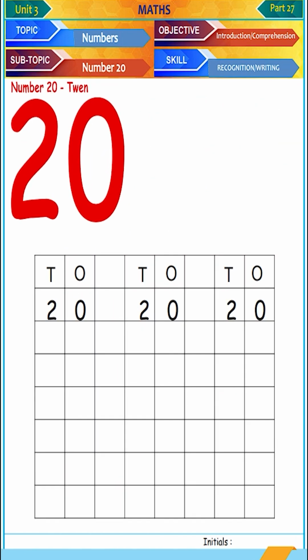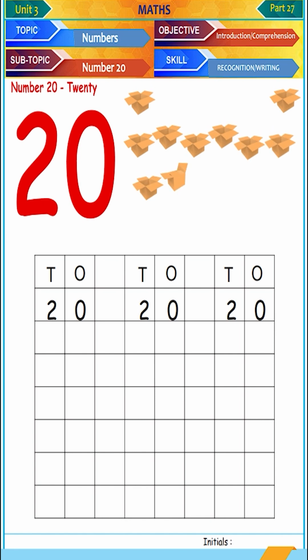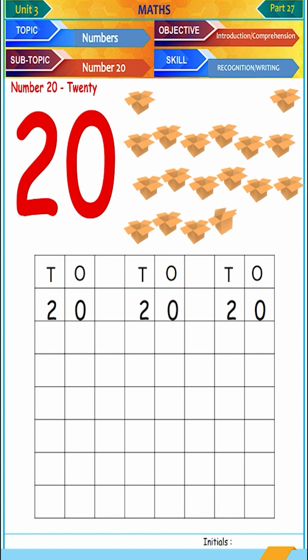Number 20. 1, 2, 3, 4, 5, 6, 7, 8, 9, 10, 11, 12, 13, 14, 15, 16, 17, 18, 19, 20. Write the number.